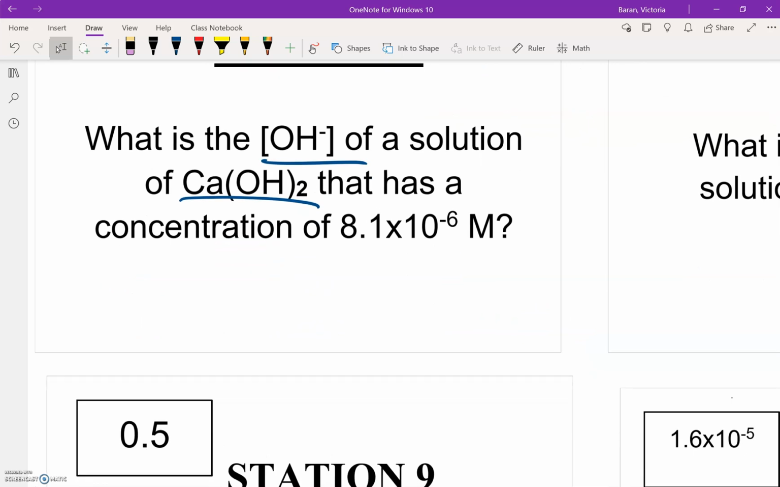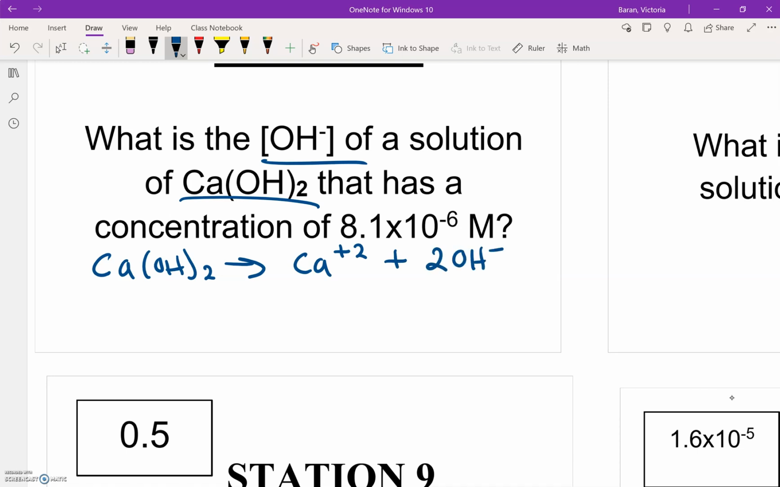So again, I don't see pH or pOH in this problem, so I'm actually not going to use any of those equations. So all I'm going to do is I'm going to dissociate this. I'm going to break it up into its individual components. So you have the calcium, and then you have the OH minus, which is the hydroxide ion, and note that you have 2 of them. Okay. And again, that 2 is representing number of moles.